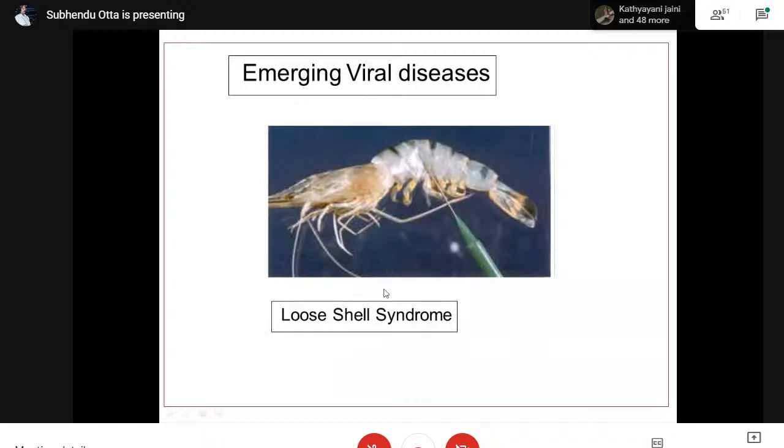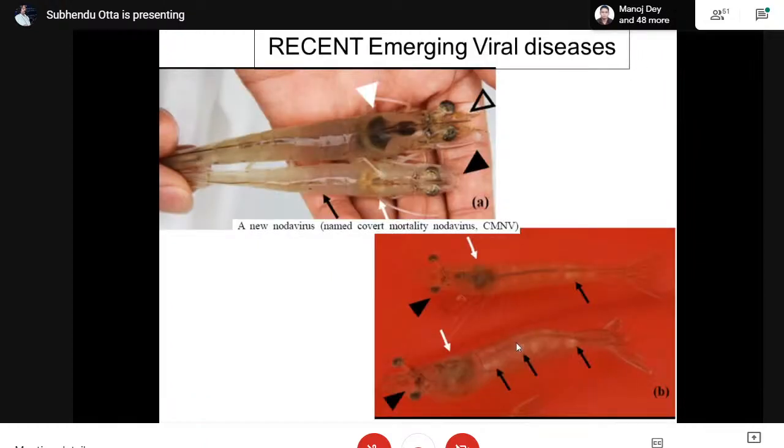Another is called loose shell syndrome, which was reported from our institute, and they reported that it is caused by a virus-like particle. But as I told in other cases, here also, what is this virus? It has not been characterized. So that's why it's not considered as important as the 5 listed viral pathogens.